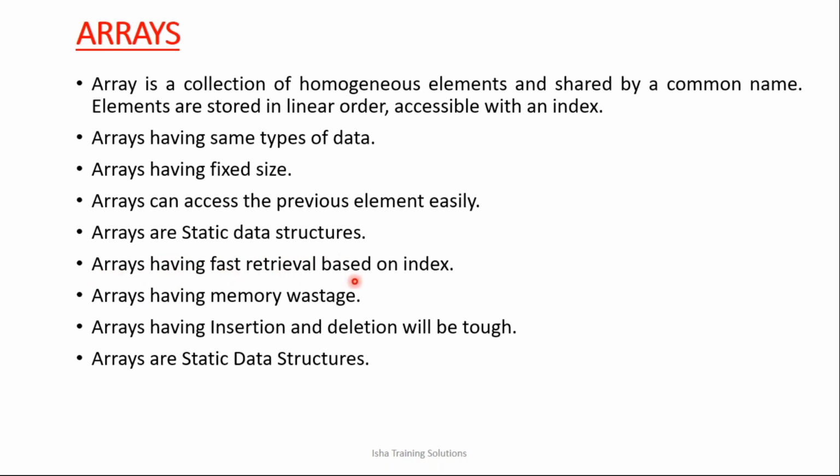Arrays have fast retrieval based on index. The values in the array can be accessed by using the index number. For example, we have just seen marks of 10. Suppose you enter 10 marks, 10 values in a single variable marks, and you want to know the fifth subject marks. You can simply access it by using marks of 5. That is what index-based retrieval is.